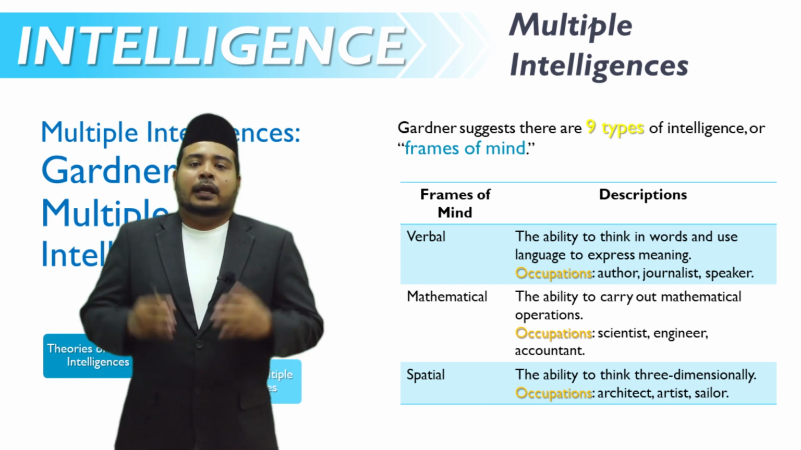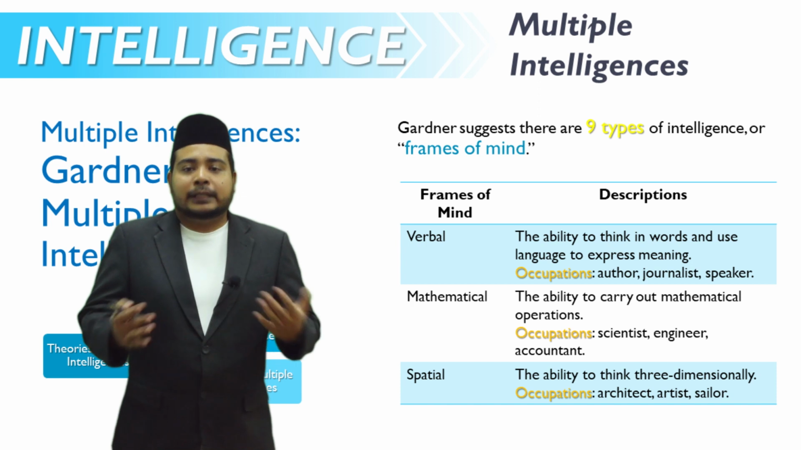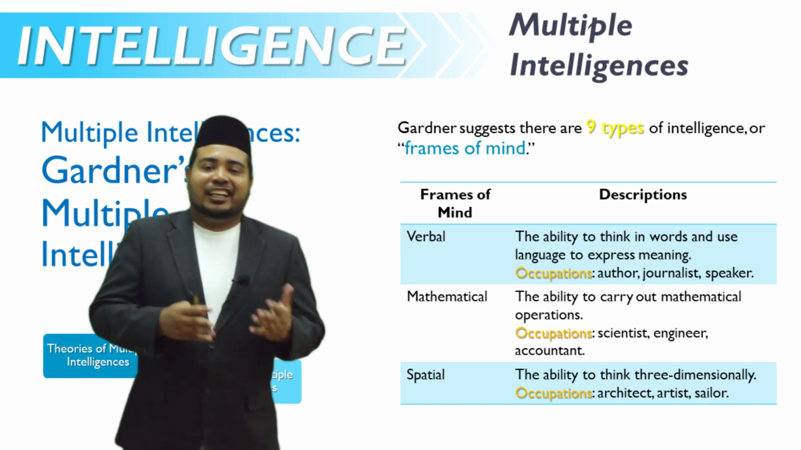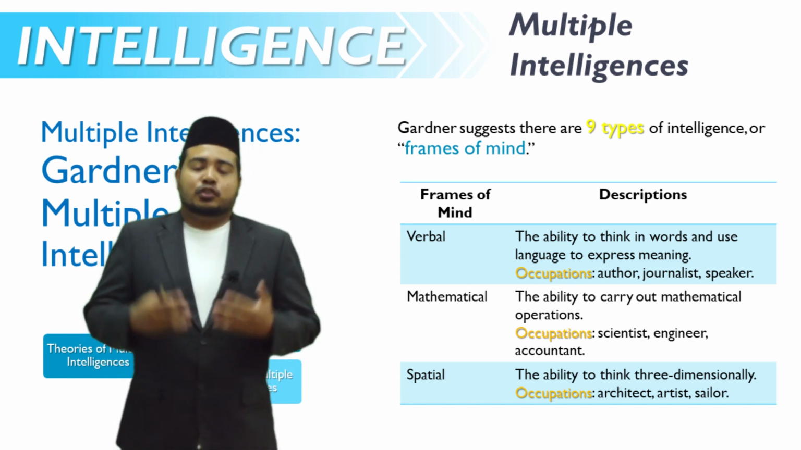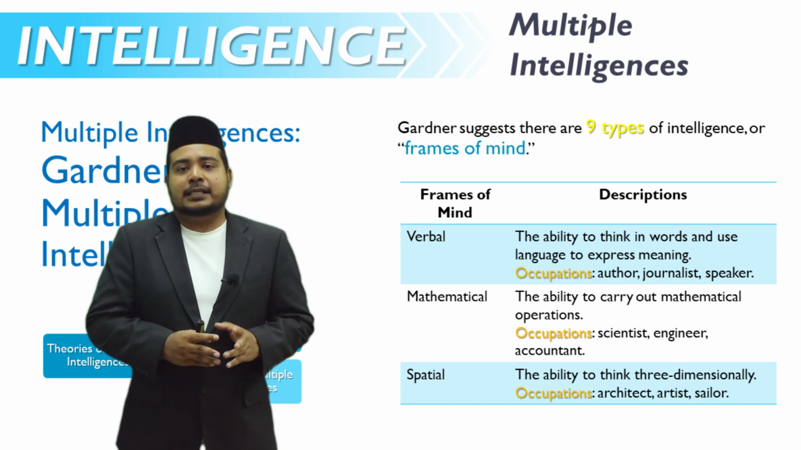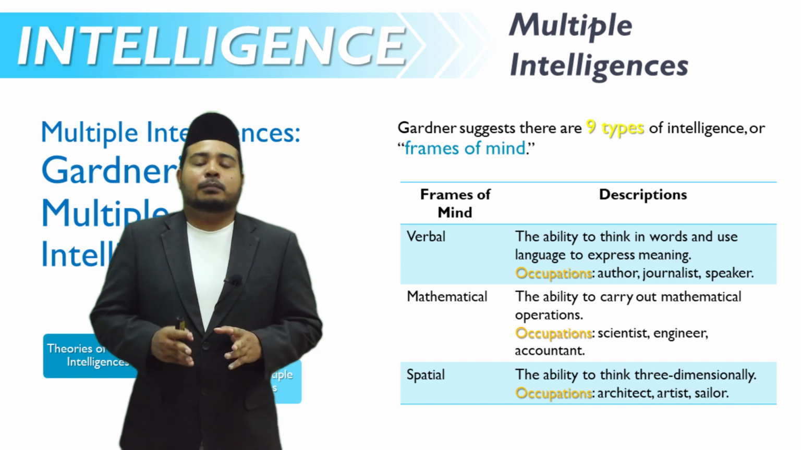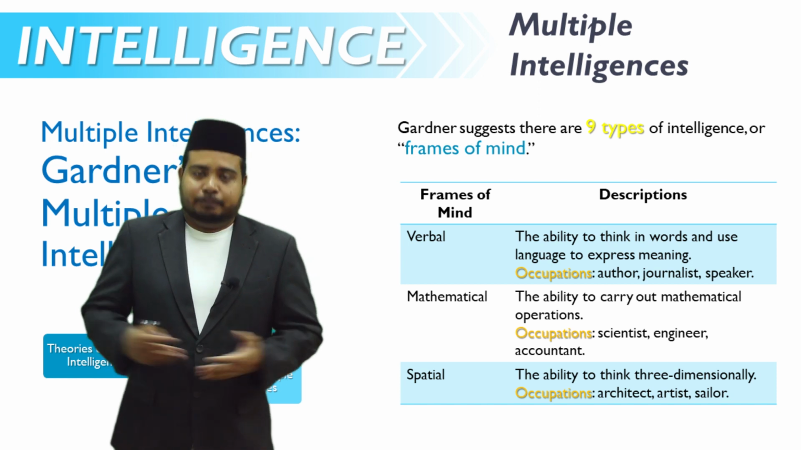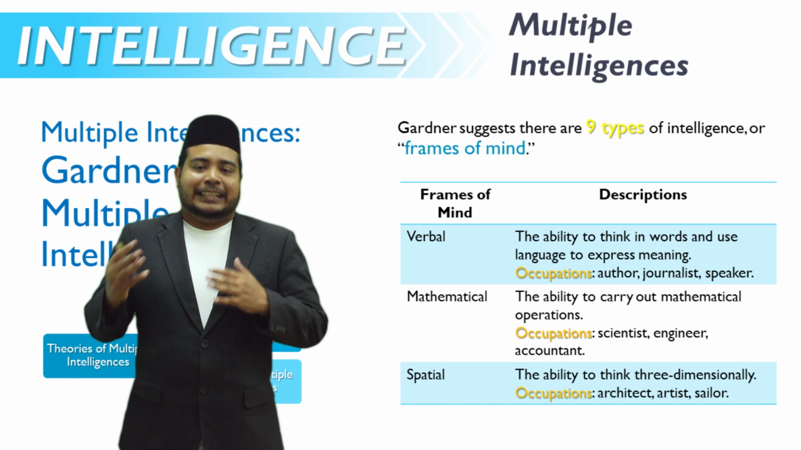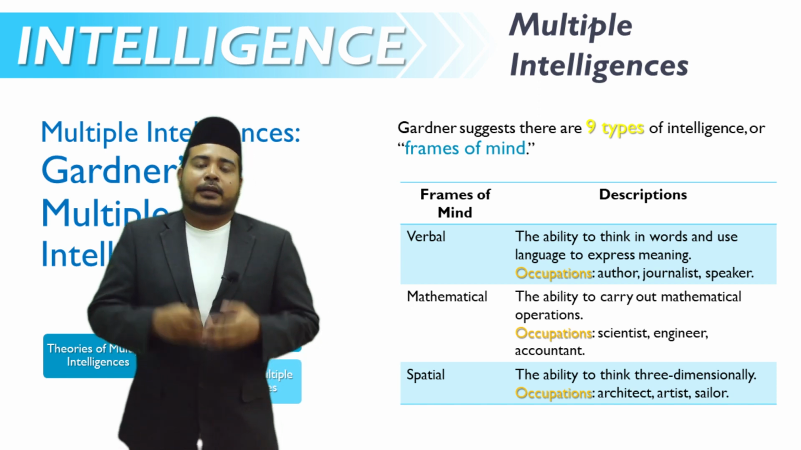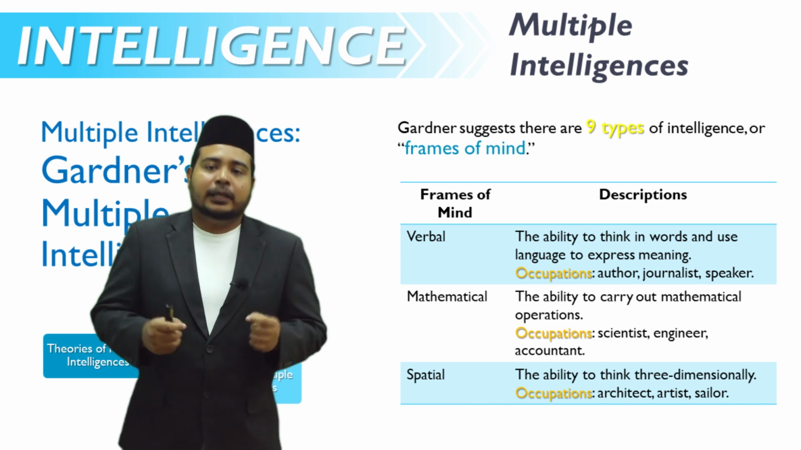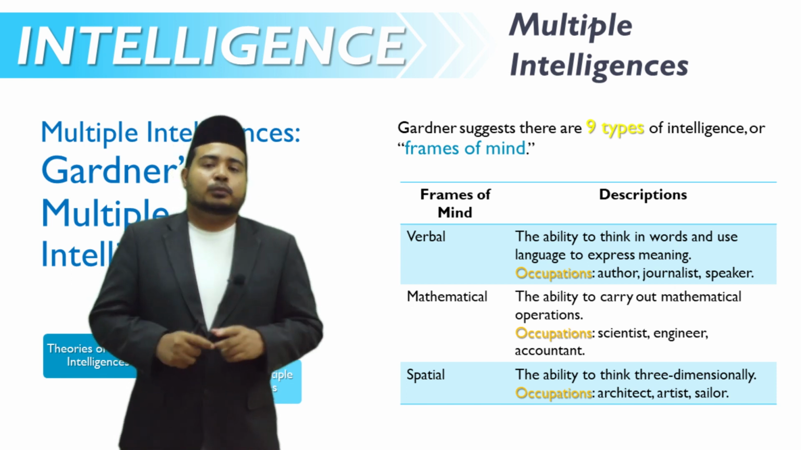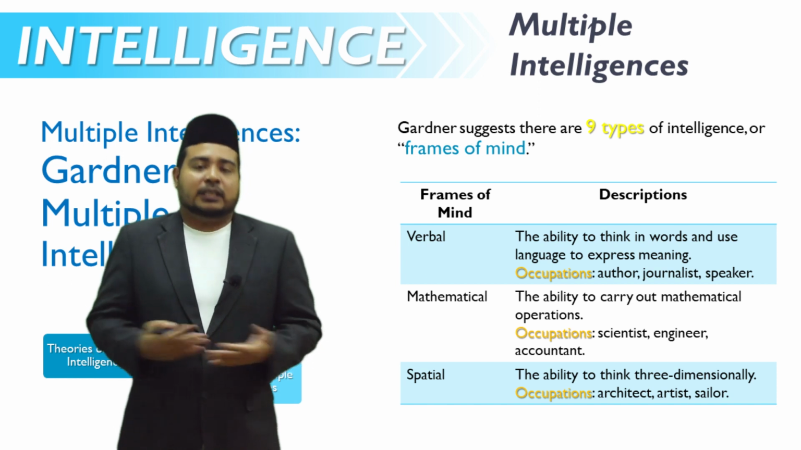For example, the frame of mind, verbal. People who have verbal intelligence have the ability to think in words and use language to express meaning. So if someone has this verbal frame of mind, they are suitable to become authors, journalists or even speakers. The second type of intelligence or frame of mind is mathematical. It refers to people who have the ability to carry out mathematical operations. People who have this ability are suitable to become scientists, engineers or accountants.